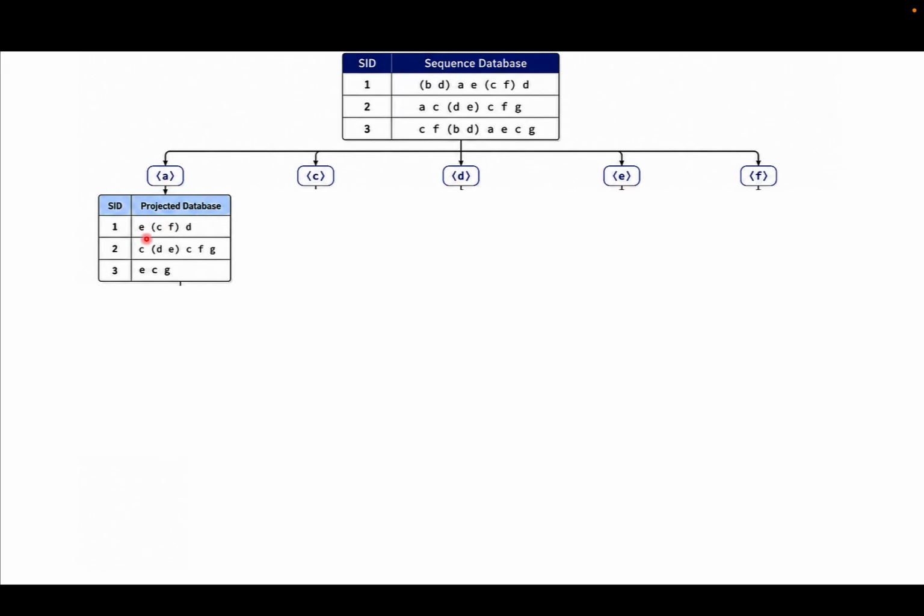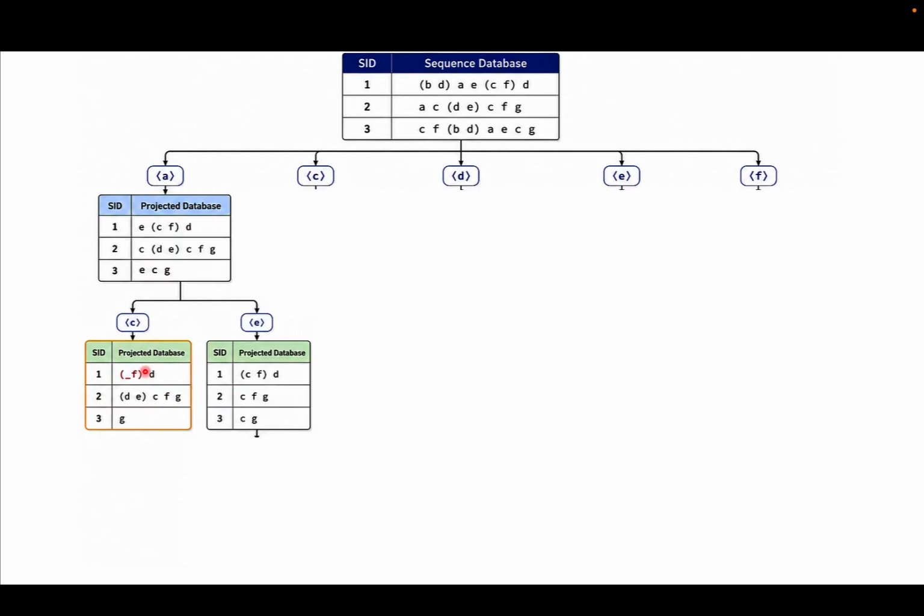For the first sequence, E, C, F, D, which is everything that followed A. The second sequence, C, D, E, C, F, G. The last one is E, C, G. Now, inside this projected database, I start to look for more length 1 frequent elements. We found C and E are frequent, so we go ahead and find their projected databases.